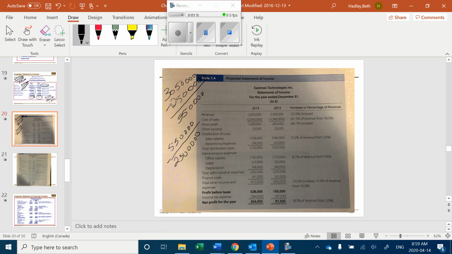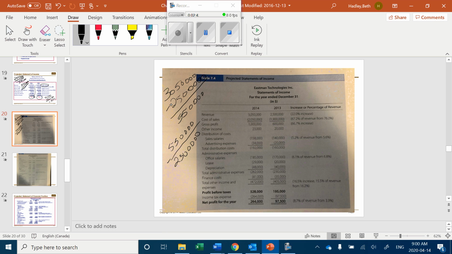Okay. And you can do the same for the cost of sales. If you do your 2,050,000 minus your 1.9 million, that means that your cost of sales has increased 150,000. If you divide that 150,000 by your 1.9 million, then you have an increase of 7.9%. So that's your horizontal. How much has your cost of sales increased?